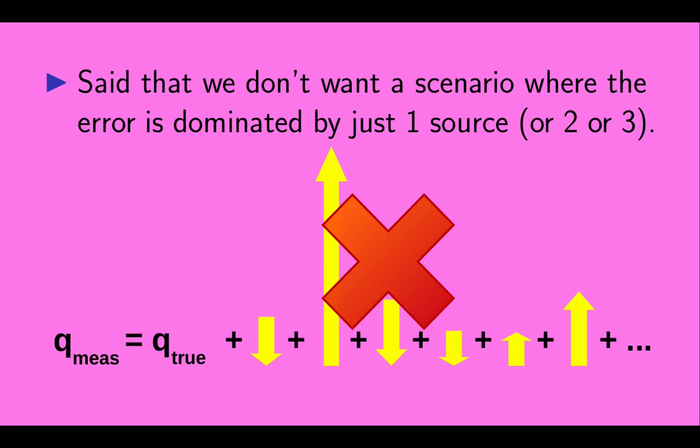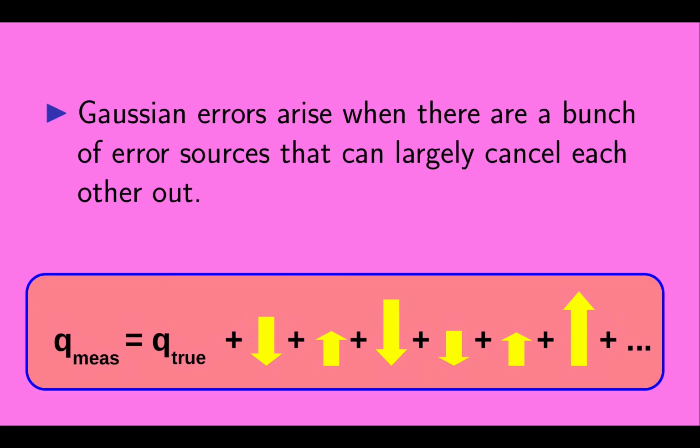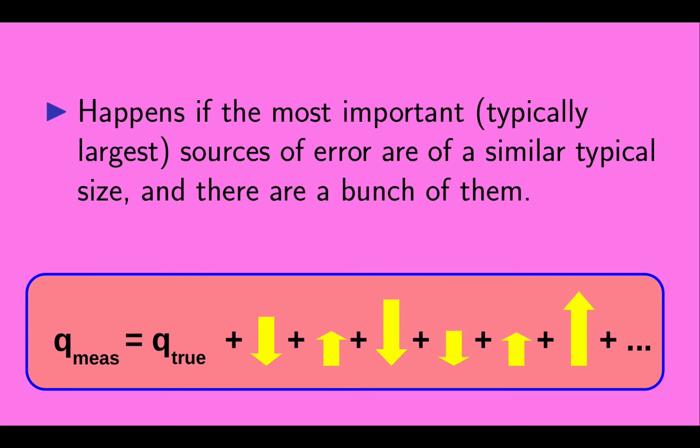We said in a previous video that we don't want a scenario where the error is dominated by just one source, or by 2 or 3 sources. Gaussian errors arise when there are a bunch of error sources that can largely cancel each other out. This happens if the most important error sources, which means the sources with the largest typical sizes, are of a similar typical size to each other, and there are a bunch of them.